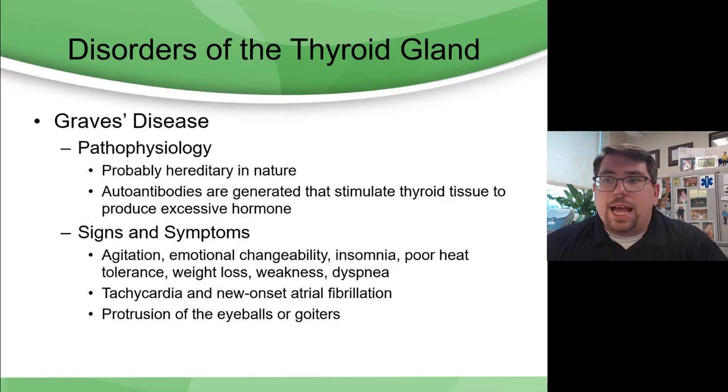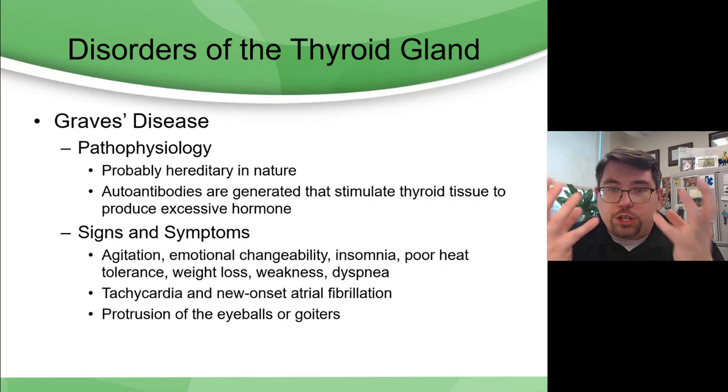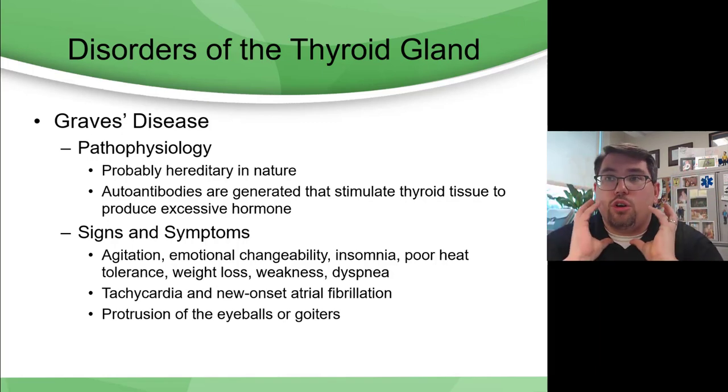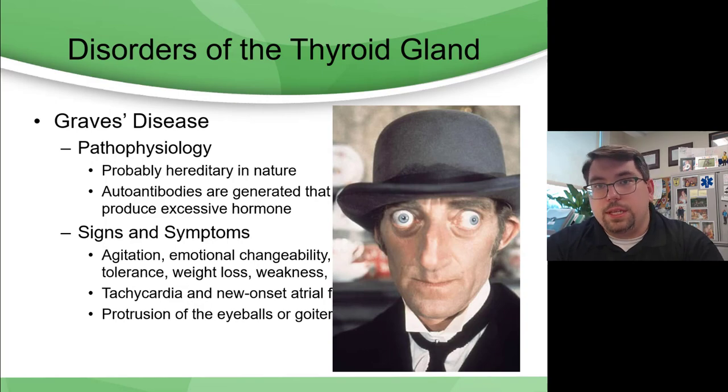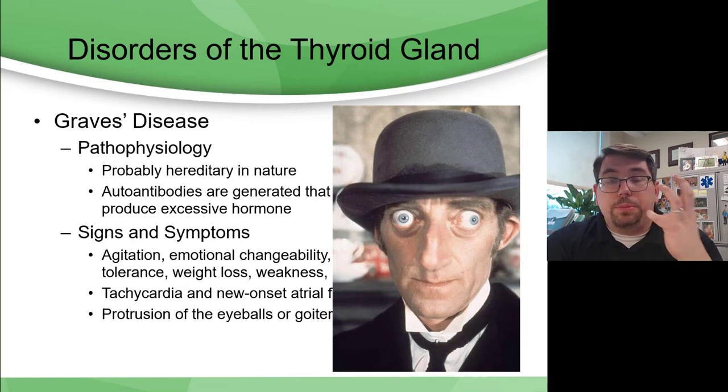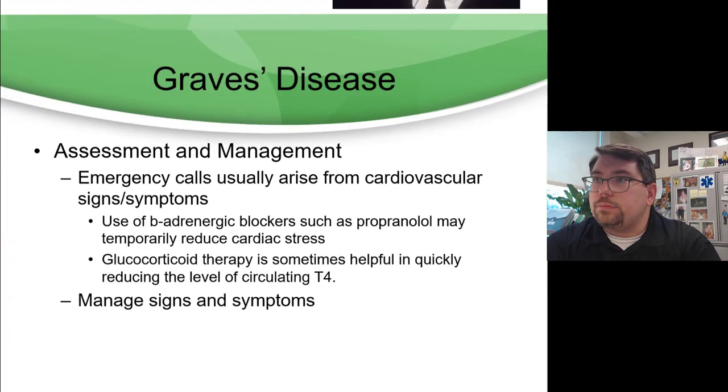How does it present? Agitation, emotional instability, insomnia, poor heat tolerance, weight loss, weakness, dyspnea. We'll see tachycardia with a new onset of issues like AFib, and the protrusion of the eyeballs, where we get these eyeballs that pop out, or we get large goiters in their neck. All those are an example of Graves' disease. Here you can see what those look like, where we get the protrusion of those eyeballs.